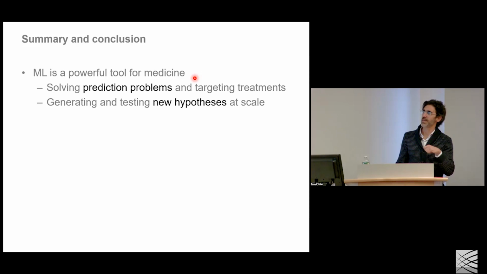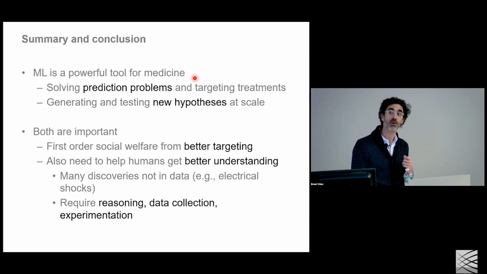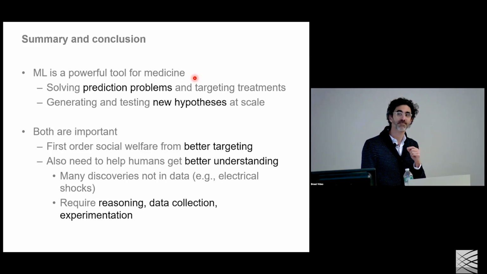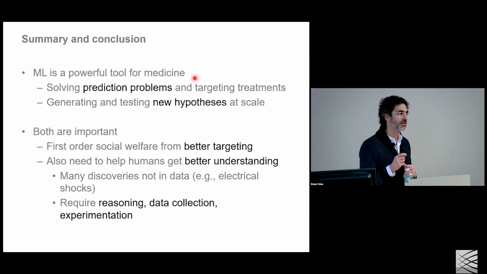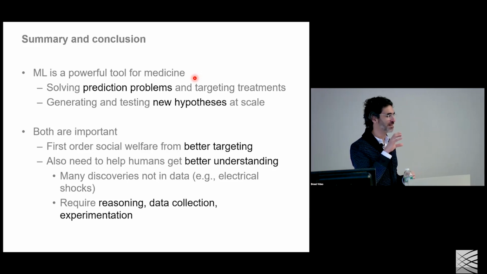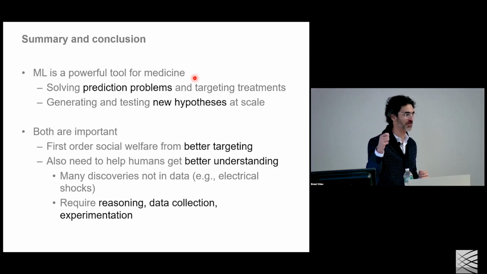I think this other thing of generating and testing new hypotheses is also very promising and really important, because a lot of things are not in the data. So if you think about sudden cardiac death, how did we figure out that people needed to be shocked in the heart so that they wouldn't die? That is not in the data set. So that required understanding, like some mental model of what was going on. It required understanding electricity, which is definitely not in it.